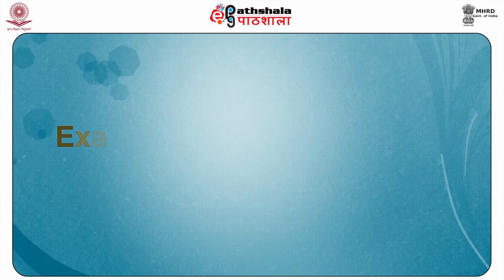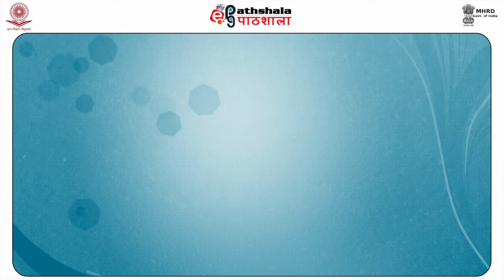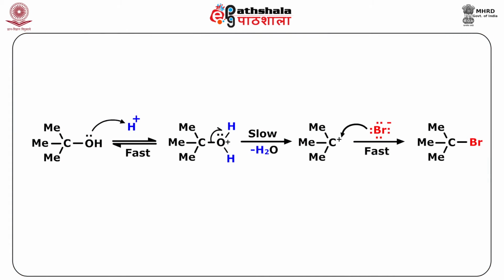Now we will look at examples of SN1 reactions, after having discussed the various factors and the kinetics of the SN1 reaction. The first example is the SN1 mechanism for the reaction of alcohols with HBr. Step 1 is the acid-base reaction. This involves protonation of the alcoholic oxygen to make it a better leaving group. This step is fast and reversible.